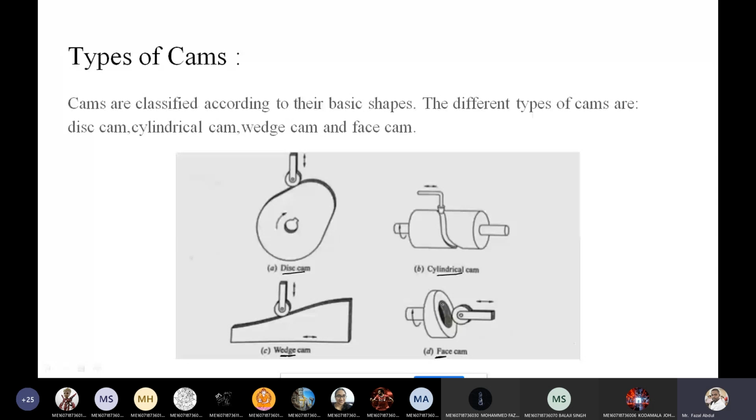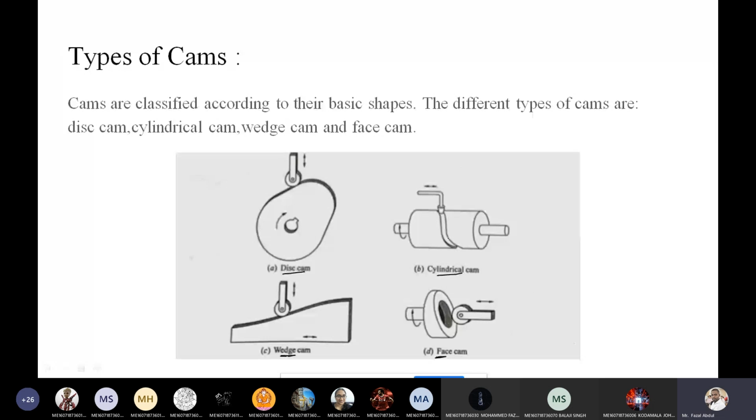Okay, disc cams are the simplest and most common type of cams, and they are formed on a disc or plate. The disc cam is also known as a radial cam. And cylindrical cams: in a cylindrical cam, on the cylindrical part, a groove is created according to our required motion. In that groove, the follower is going to follow according to the shape.